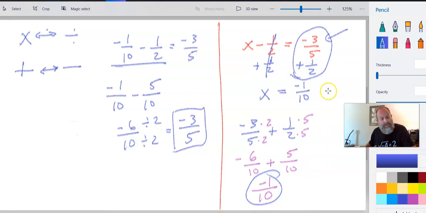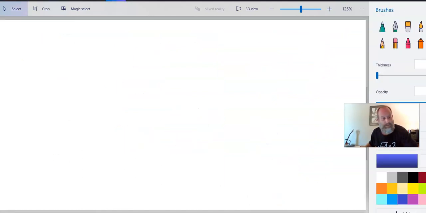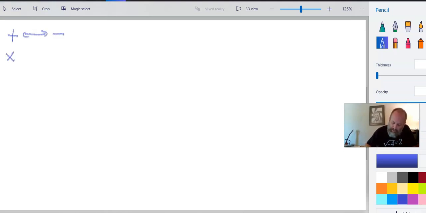Okay, so let's go ahead and clear this off now. Okay, so let's see. Let's put this back up. We know that plus and minus go together, that multiplication and division go together. Those guys undo each other.